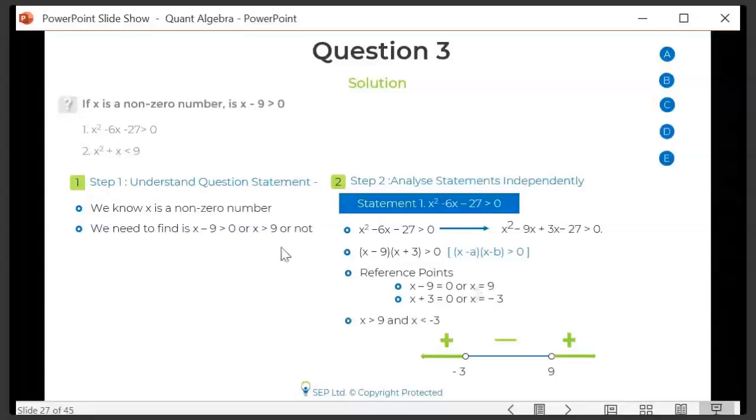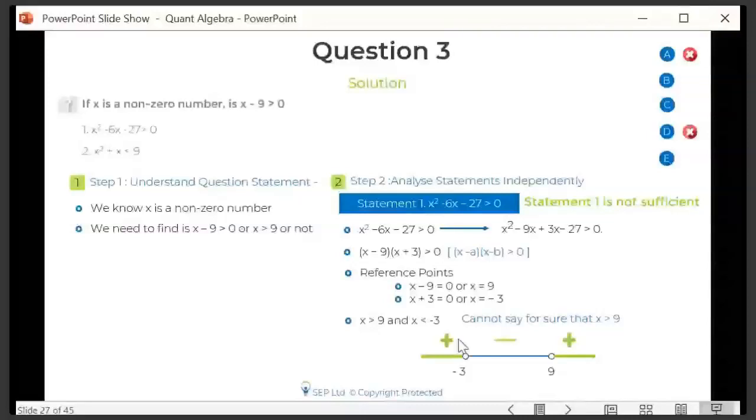Looking at this and seeing that you need to find out whether x is greater than 9, it's very easy to say, I cannot get the answer from the statement. Why? Because x could be less than minus 3 also. I'm getting two different answers here, so I cannot say for sure whether x is greater than 9 or not. Hence statement 1 is not sufficient and the answer cannot be A or D. If you know the things that I taught you, this statement is very easy to solve. It will hardly take you 30 seconds to infer that statement 1 is not sufficient.